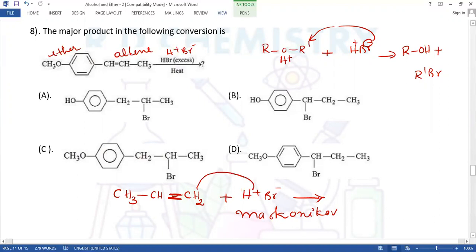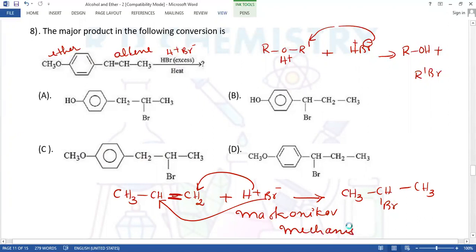H plus goes to the carbon containing more hydrogens and the negative part goes to the carbon containing fewer hydrogens. So we'll get CH3, CH, with Br on the middle carbon, then CH3. Now, to answer this question, we must also know the mechanism.